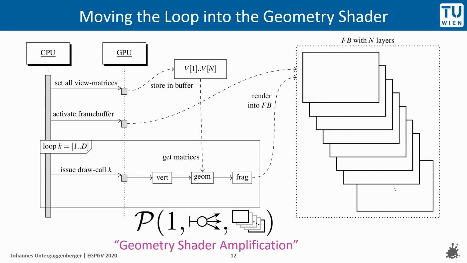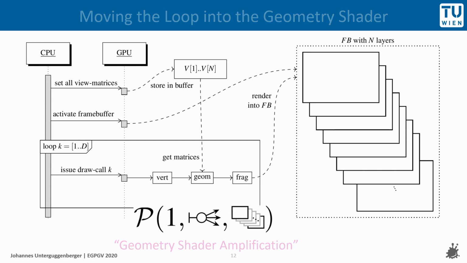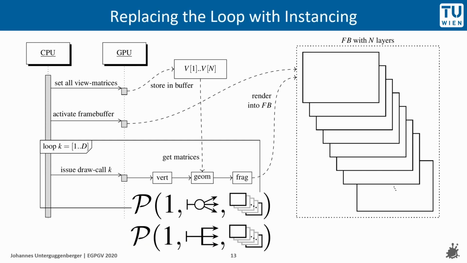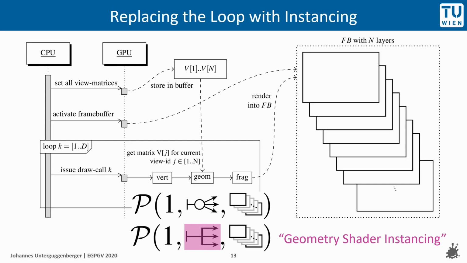There is another variant which is geometry shader based and works very similar to this. However, it does not require a loop in the geometry shader, but instead uses a feature called geometry shader instancing. Again, while the previously introduced variant uses a loop in the geometry shader and iterates through all the view matrices using that loop, the geometry shader instancing based method gets its geometry shader invoked n times, each time with a different instance ID, which can be used to get the right view matrix.